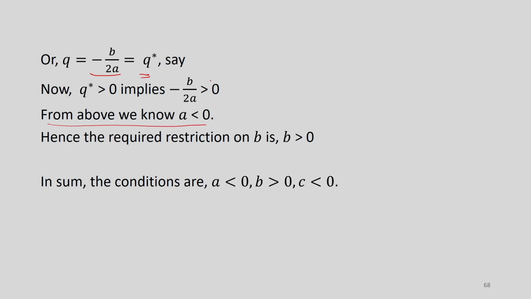That basically means that if this entire thing has to be positive, then b has to be positive, because minus and minus will make it a plus expression, a positive expression. So, positive b means b should be greater than 0. Okay, so we have solved the third part as well. So, putting all these things together, this is the set of conditions that we have got: a is less than 0, b is greater than 0, and c is less than 0.